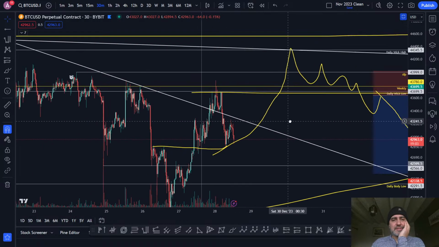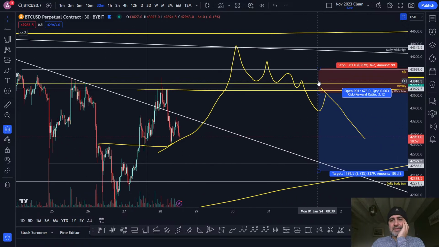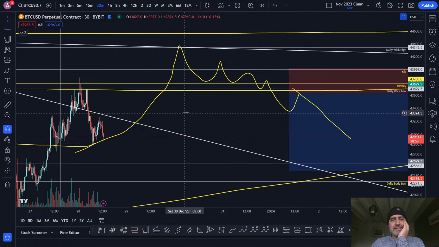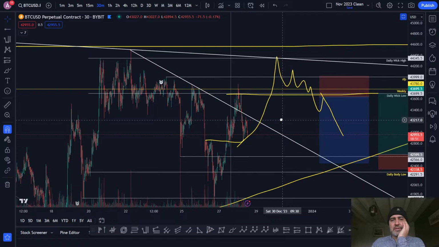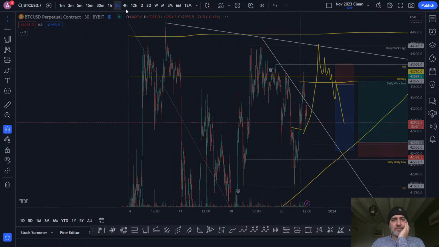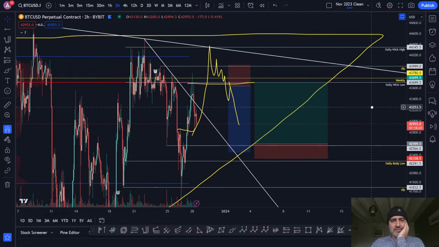But you know, any one of these SFP pivots would have been fine with this idea. And the trade plan was a back test of the point of control. So if I clear this up for you a little bit, it's looking a little bit messy, so it's hard to see what's going on.